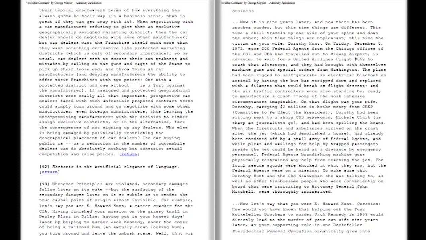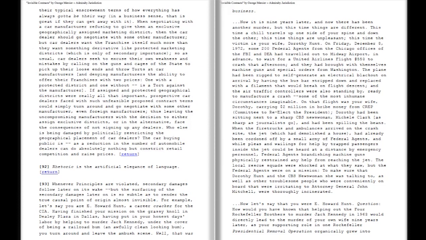If assigned and protected geographical districts were really all that important, prospective car dealers faced with such unfeasible proposed contract terms could simply turn around and go negotiate with some other manufacturer, even foreign manufacturers, thus leaving the uncompromising manufacturers with the decision to either assign exclusive districts, or in the alternative, face the consequences of not signing up any dealers. Who else is being damaged by politically restricting the geographical placement of car dealers?